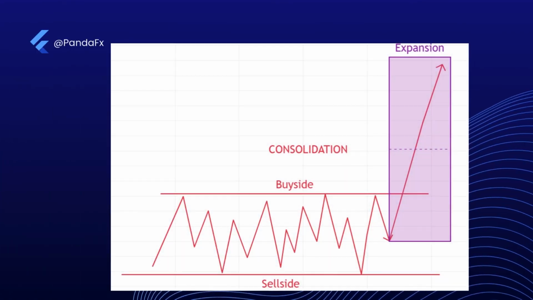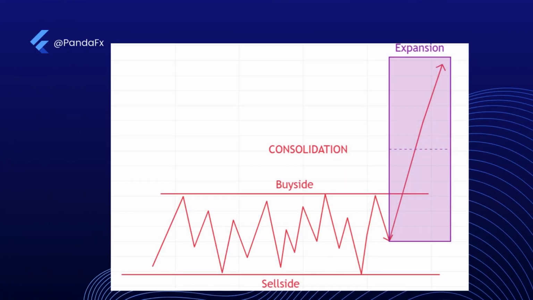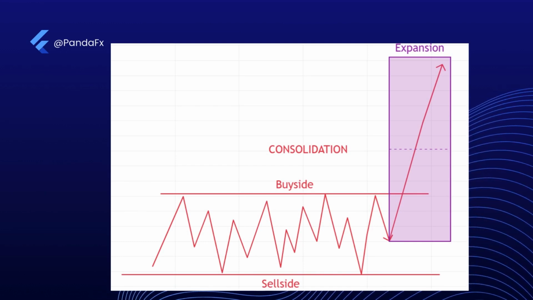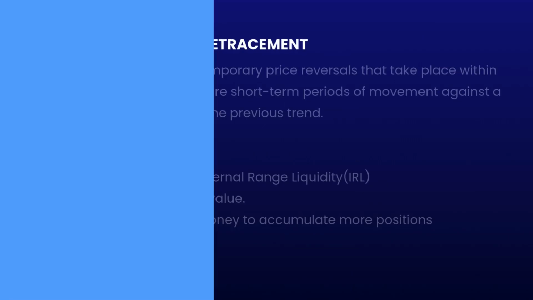And looking at this other one, this is a typical example of expansion to the upside. After price has consolidated, there's velocity, and then with displacement, it expands into the upside. So this is a typical example of price expansion into the upside.